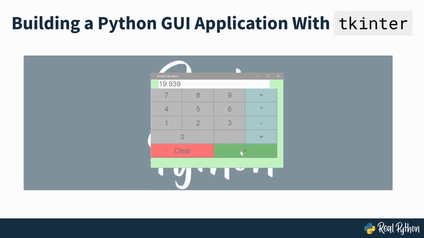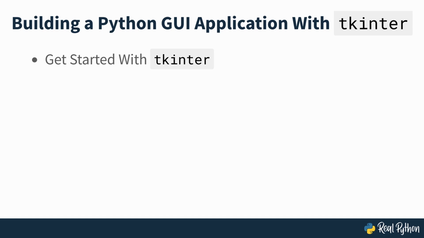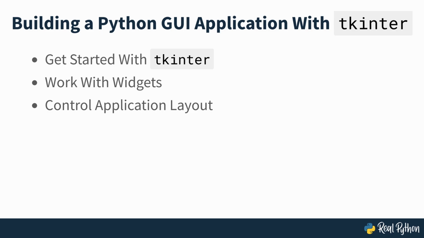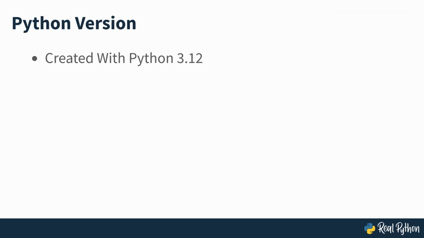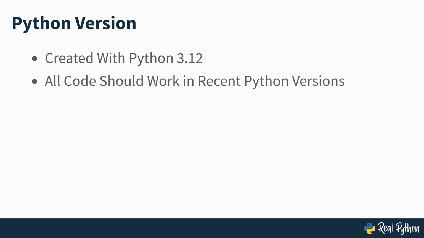In this course, you'll learn how to get started with Tkinter with a Hello World application, work with widgets such as buttons and text boxes, control your application layout with geometry managers, and make your applications interactive. Once you've mastered these skills, you'll tie everything together by building two applications, a temperature converter and a text editor. This course was created using Python 3.12, but everything in it should work on most recent Python versions. So now you know what's going to be covered, let's get started.